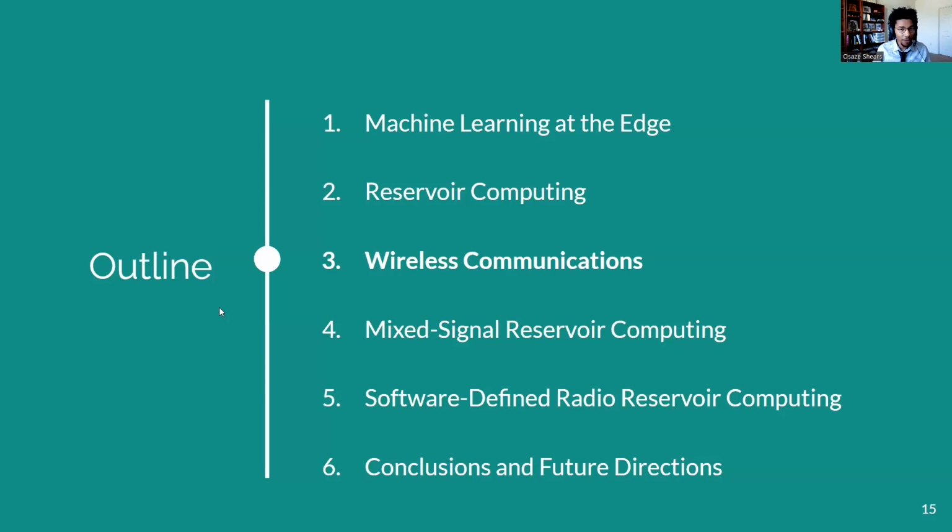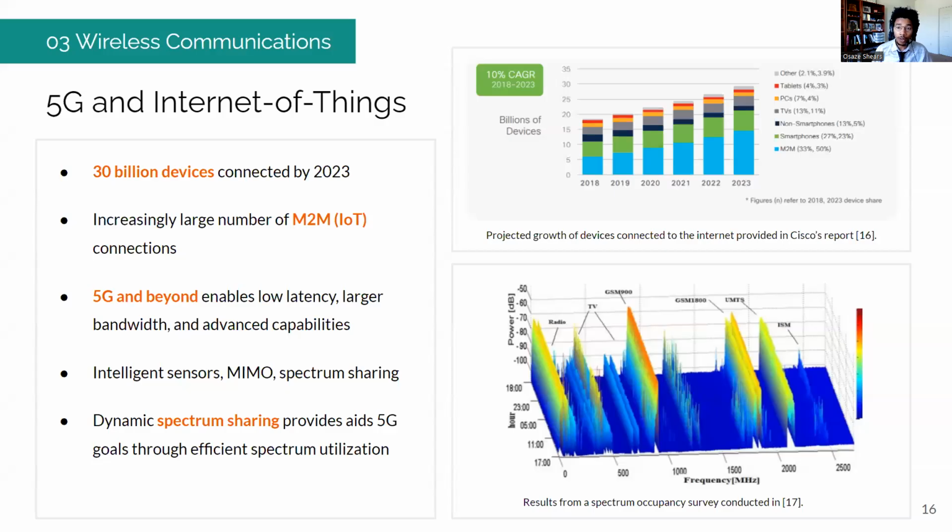So now that we've introduced reservoir computing, we'll explore how these types of things can be applied to wireless communications, and then we'll dive into how exactly we did that in this research. Just to introduce the problem of 5G and Internet of Things and the premise that it provides. Currently, there are a lot of devices that are being connected to the internet, right? And by 2023, we're expecting 30 billion devices to be connected. This is a common report that's cited in a lot of wireless communications papers, because Cisco is one of the forerunners of research and development in wireless communications.